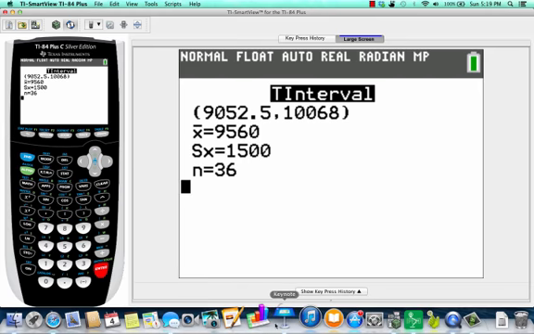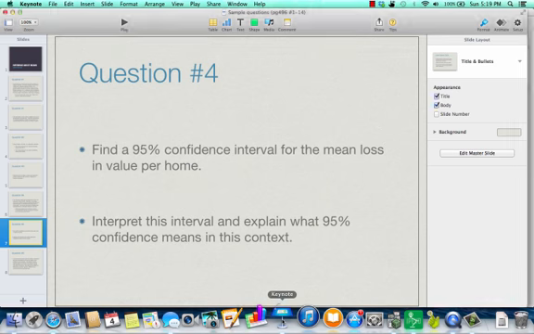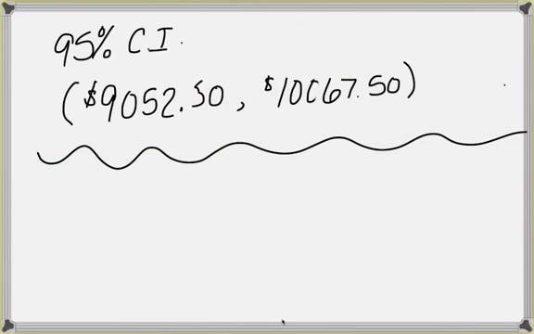Now the last part of that question says, interpret this interval and explain what 95% confidence means in this context. So in this case, we are 95% confident that this interval that we just found contains the true mean loss per home. So each home, when it sells, we're saying we're 95% confident it's going to lose anywhere from $9,052 to $10,068 when it sells.